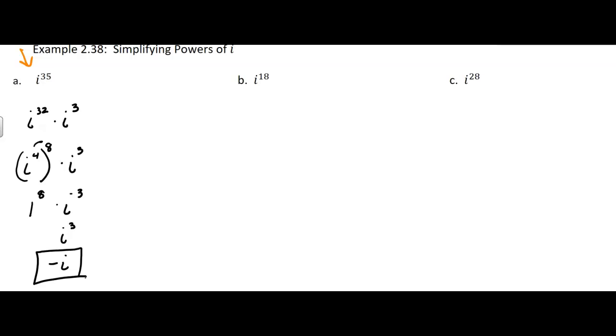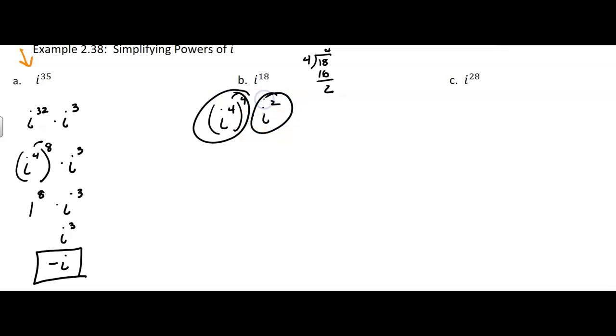Okay, so let's look at i to the 18th. I'm going to think, how many times does 4 go into 18? 4 times, right? And the remainder 2. So i to the 18th is i to the 4th to the 4th, that's 16, times an i squared. But all of this is just going to be 1. And then what's i squared? -1.